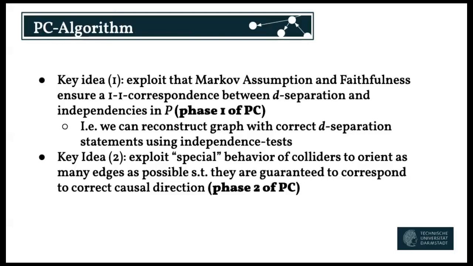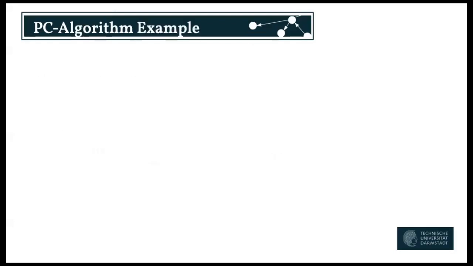And we will now look at the PC algorithm, which is already pretty old by now, but it's still a good way to get familiar with causal discovery. So let's go through an example. We assume that we have this SCM here. This is our ground truth, and we observe data from that SCM.